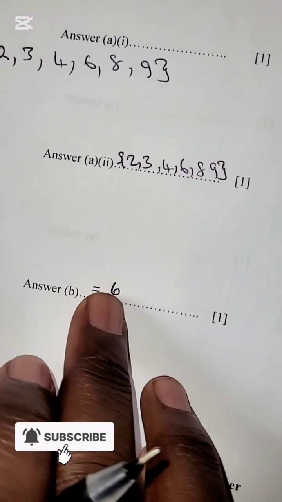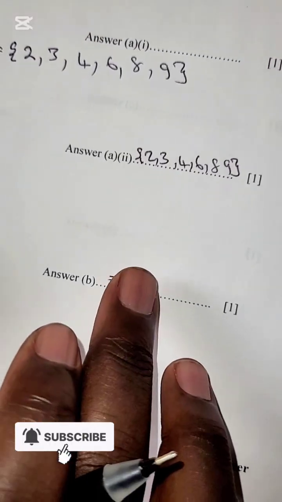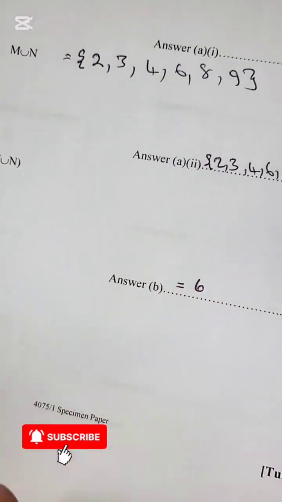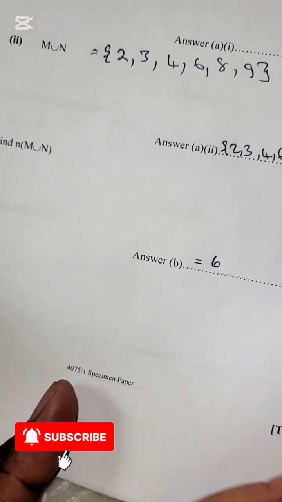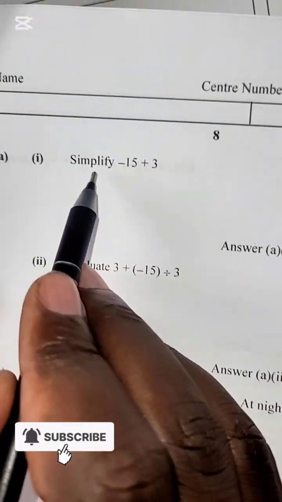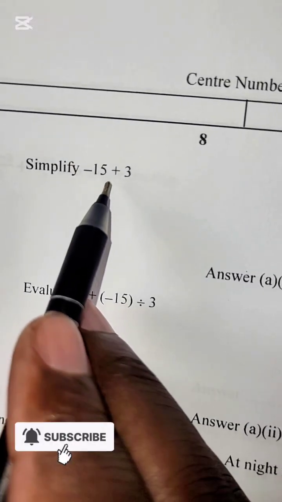Don't put that 6 in brackets. So the number of elements in M union N is equal to 6. That's our answer. Okay, this one: simplify -15 + 3.